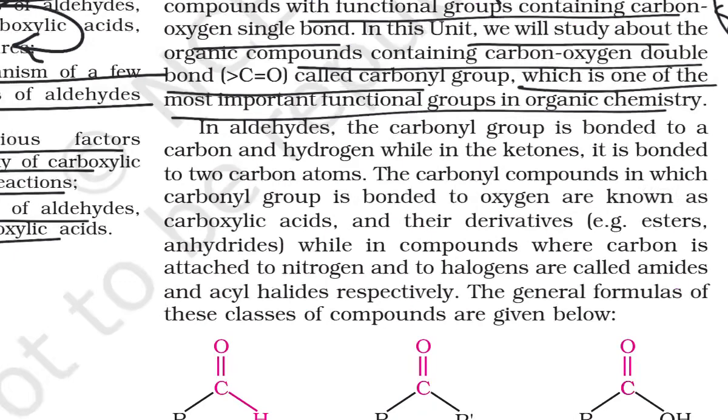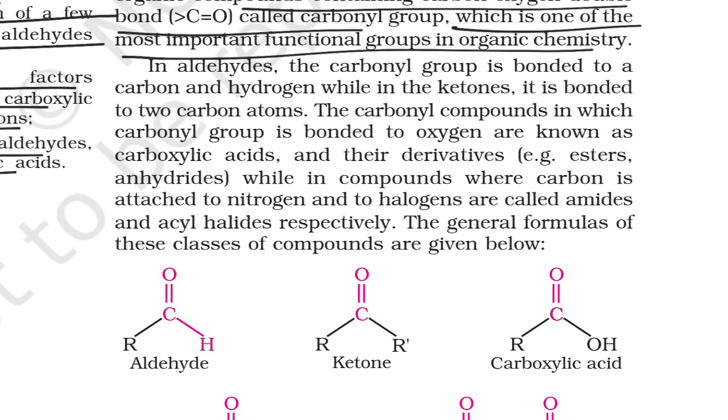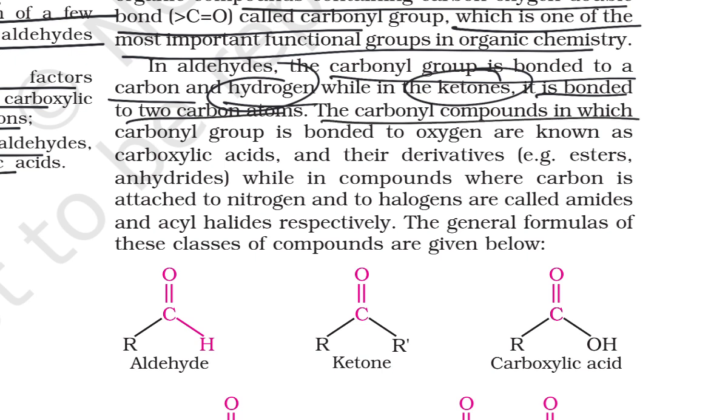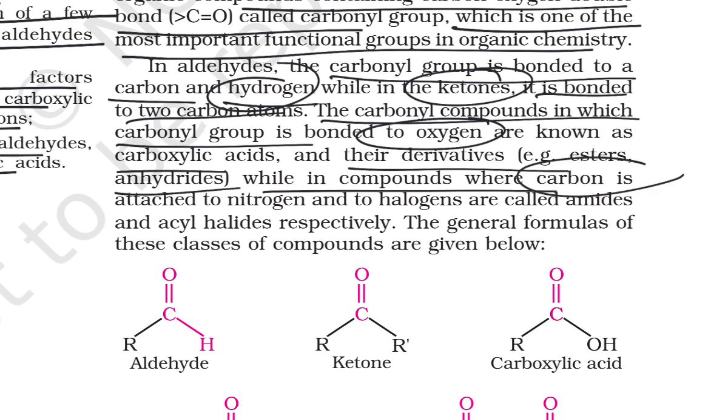Look here, in an aldehyde the carbonyl group is bonded to a carbon and hydrogen. So the carbonyl carbon is bonded with hydrogen, that is your aldehyde. If it is bonded with two carbon atoms, that is a ketone. Where the carbonyl carbon is bonded to oxygen, those compounds are known as carboxylic acids. Their derivatives are esters and anhydrides, while the compounds where the carbon is attached to nitrogen are called amides, and to halogen, acyl halides.